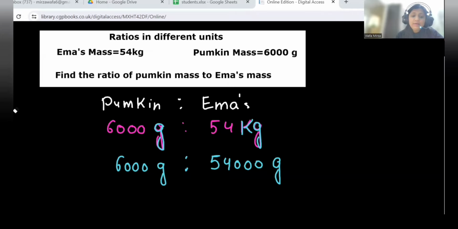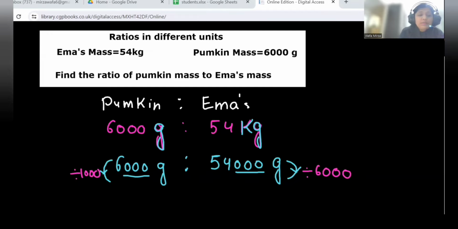Now I can see here that after 6 we have 3 zeros, and after 54 also we have 3 zeros. So both will be divisible by 1000. So on both sides, I will divide by 1000. 6,000 divided by 1000 will be 6 grams. 54,000 divided by 1000 will be 54 grams.